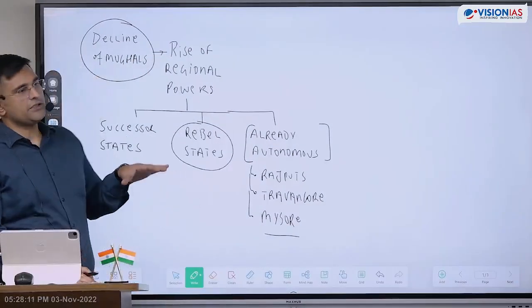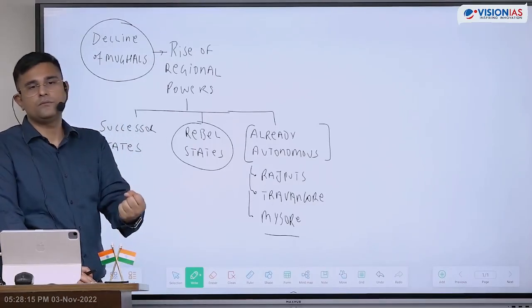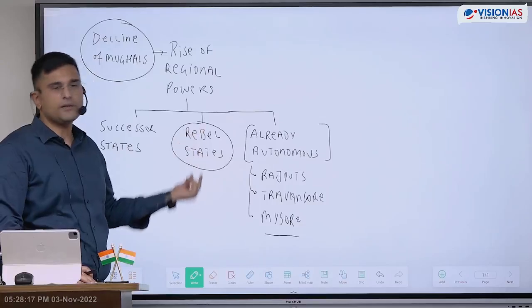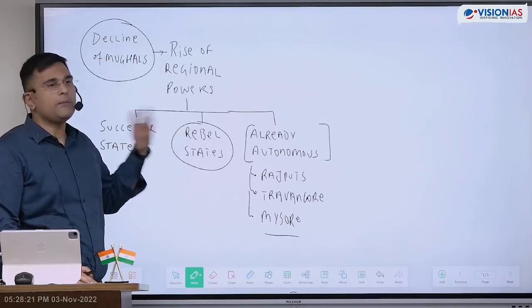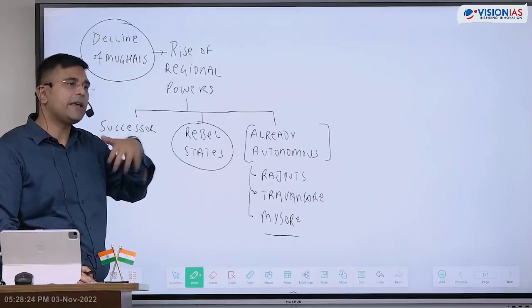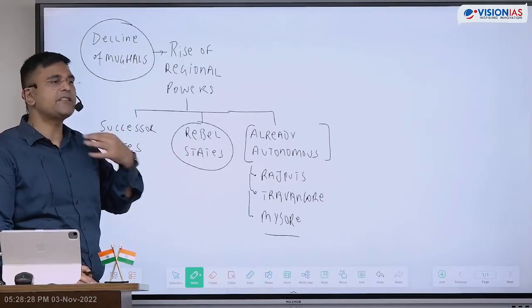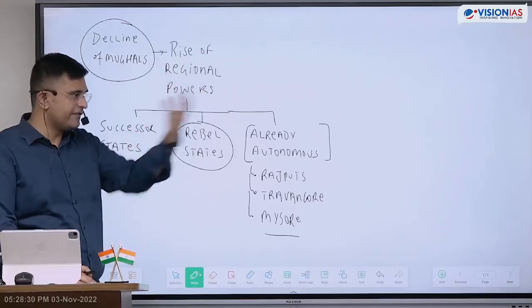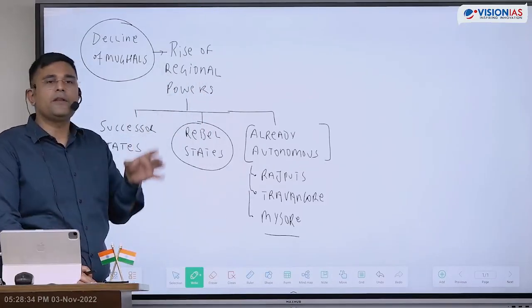Rebel states were those states who basically came into power by fighting. Look at the name, rebel states, right? States represents basically a kingdom, and rebel means they got power by fighting against the existing power. And who was the existing power? The Mughals. So those states which rebelled, won wars, extracted power and captured territory are called rebel states.